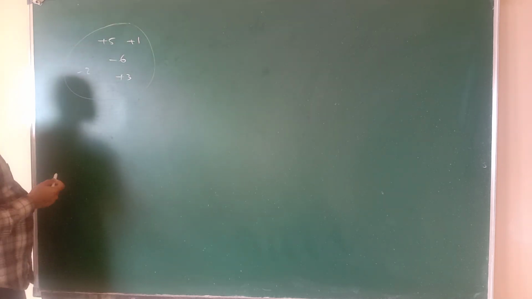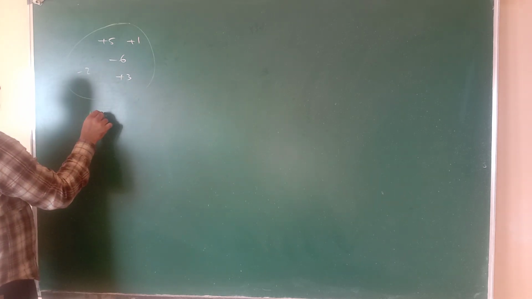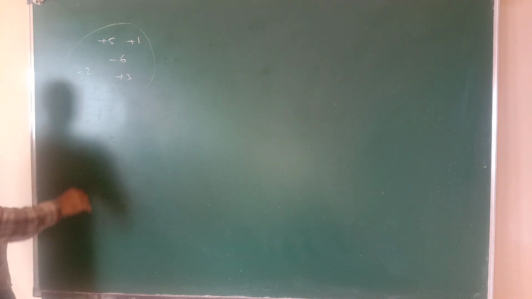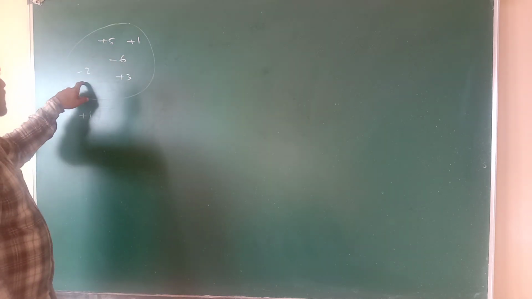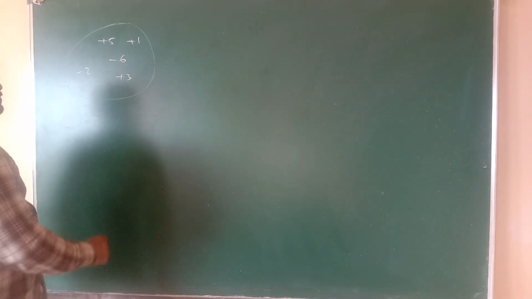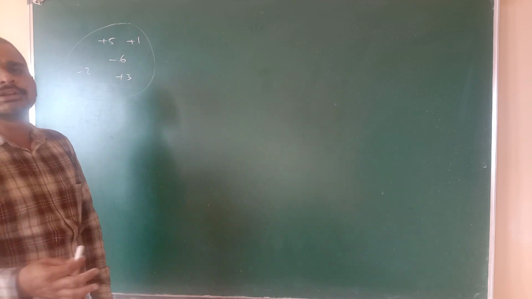What is the total charge? Total charge becomes 1 coulomb. Correct? Why? Because 5 plus 1 is 6, minus 6 is 0, minus 2 plus 3 totally becomes 1. So we can add it, its additive property.